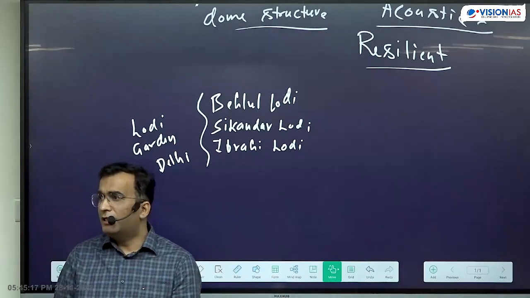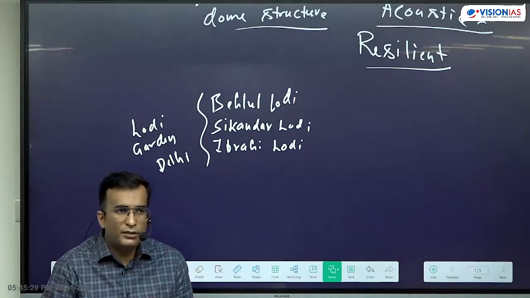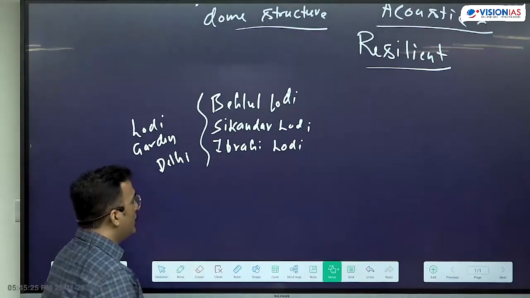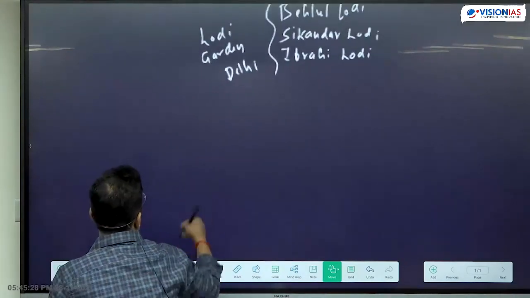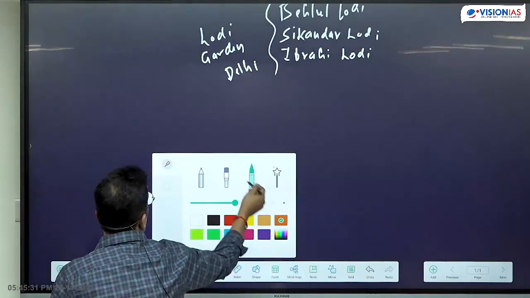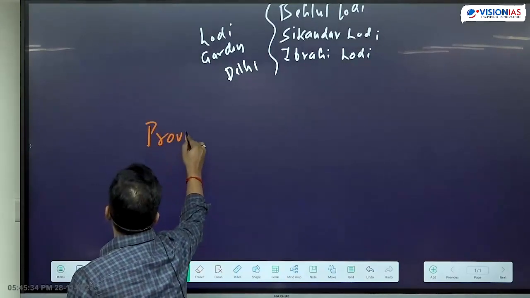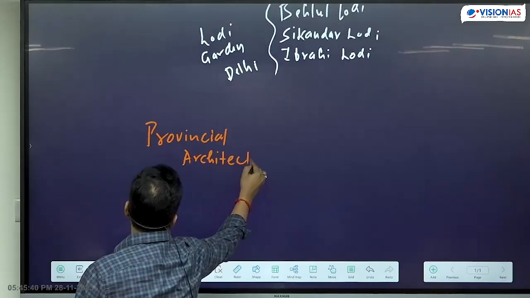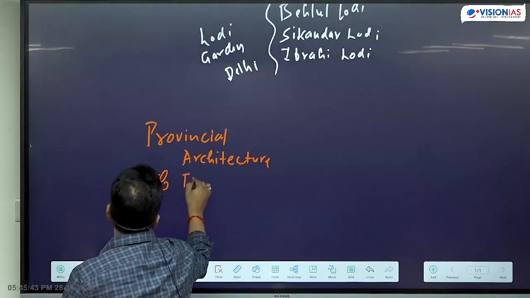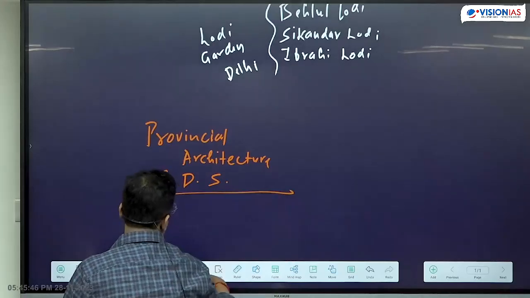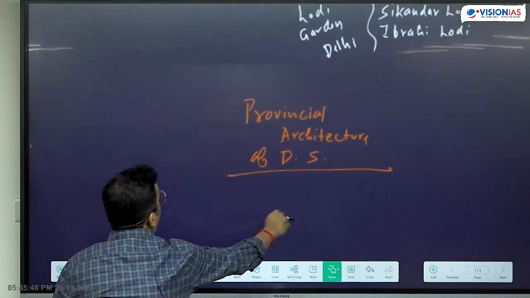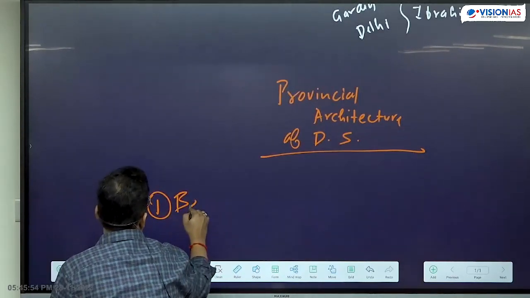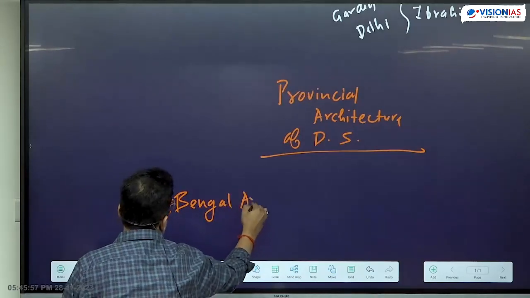So this is what is about the Delhi Sultanate architecture. Now after the Delhi Sultanate architecture, we need to move to the provincial architecture of the Delhi Sultanate period. Okay? So mention a title. Provincial architecture of Delhi Sultanate. So in this very first one, you write number 1, Bengal architecture.